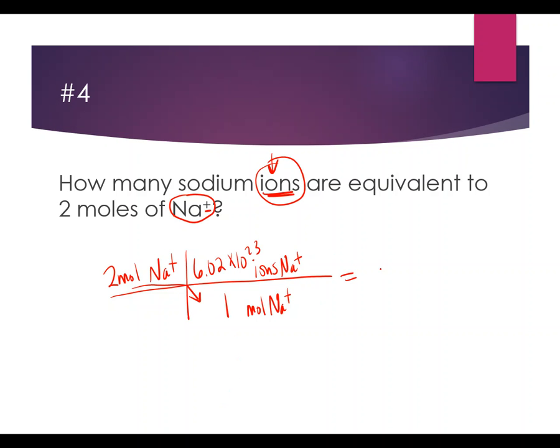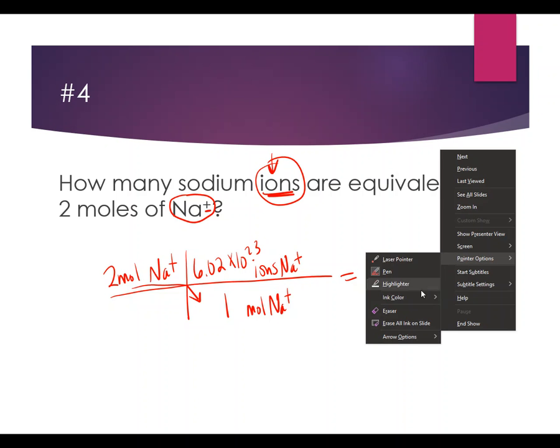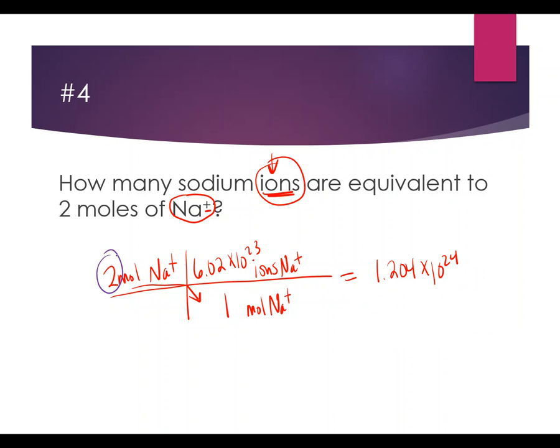So all we have to do is once again multiply. Plug in your calculator 2 times 6.02 E23, and you get 1.204 times 10 to the 24th. That's your calculator answer. Now, how many significant figures do we want to keep? Only 1, so we're just going to keep this 1 here. Do we round it up or leave it a 1?